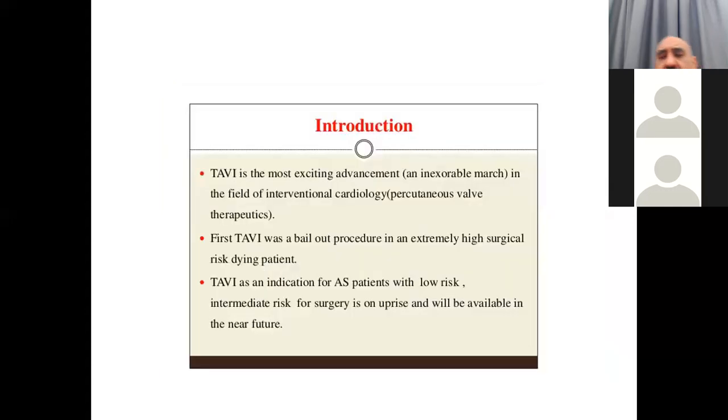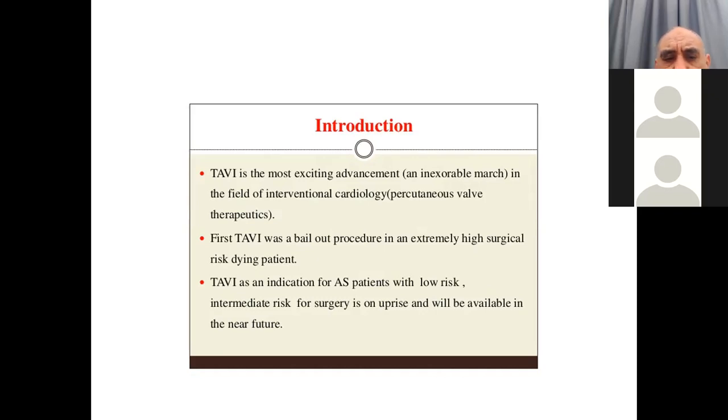TAVI is now considered, maybe in the last 10 years, one of the most exciting advancements in cardiology. And the first procedure was done in year 2002 or 2003. And nowadays it has been the standard for all elderly people or even younger people with any severe aortic stenosis.